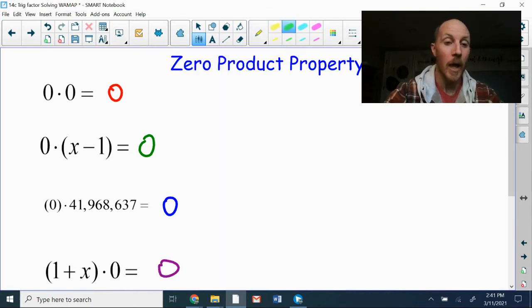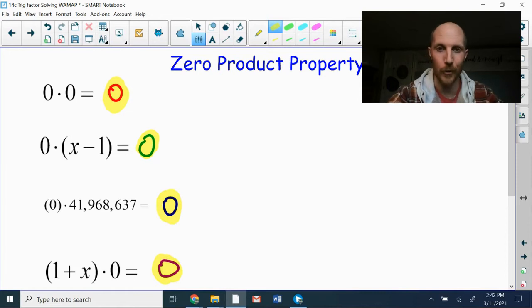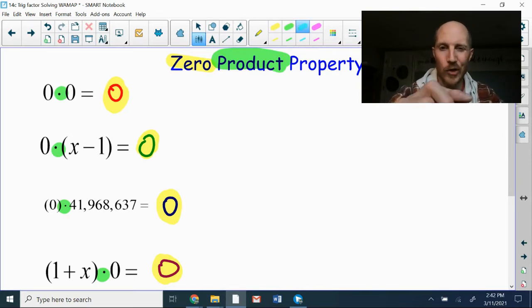All right, nice job. Hey, so let's look at what these problems all have in common, because that's where the zero product property comes into play. So first, we probably caught on to the pattern here that all of them have the answer of 0. Maybe also notice that they are all products. Every single one of those is a multiplication problem. And lastly, each of the original problems involved a 0 as one of the things we're multiplying by.